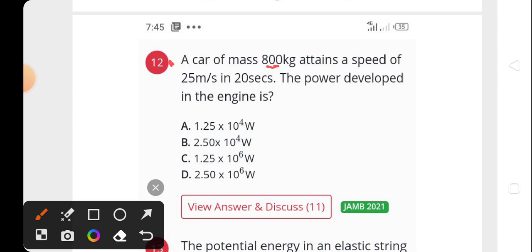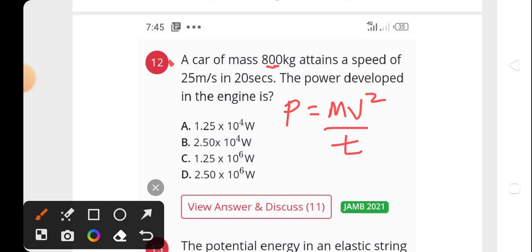So a wannan question ɗin za ka yi amfani da formula ne na power, wanda yake da power equals to mass times velocity squared divided by time. So da wannan formula ɗin za ka yi amfani.